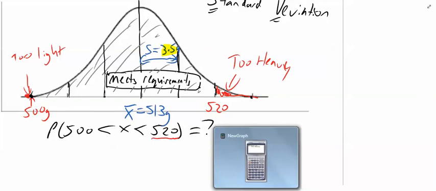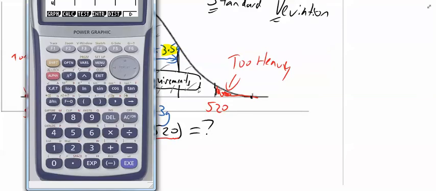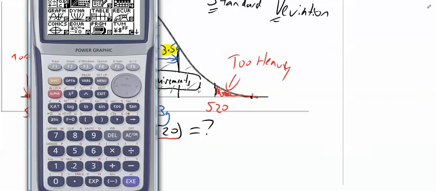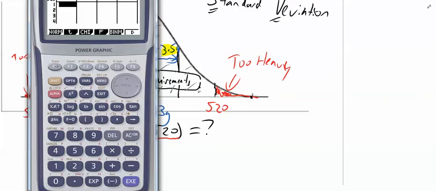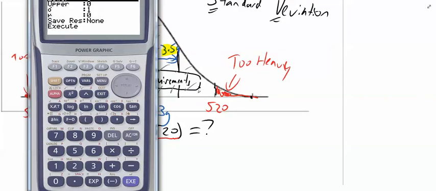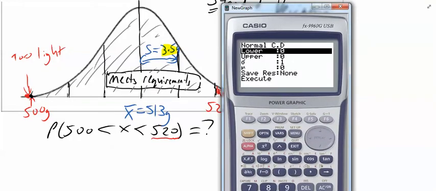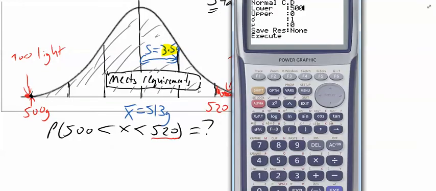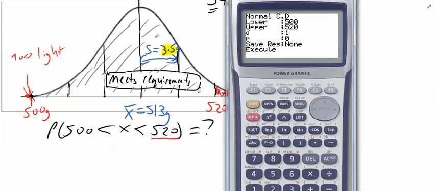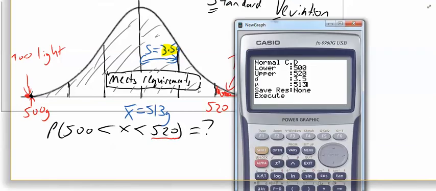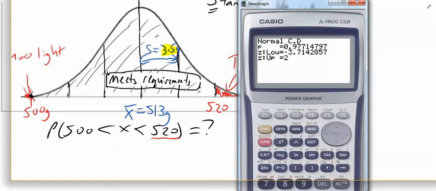We need the probability that x is between 500 grams and 520 grams, based on a mean of 513 and a standard deviation of 3.5. So menu, stat, distribution, normal, NCD, and so our lower is our 500 grams, our upper is our 520, our standard deviation is 3.5, and execute, and we get 0.9771497. So let's write that down.